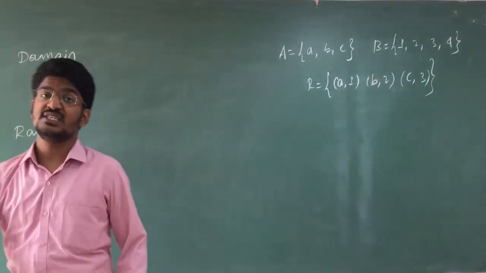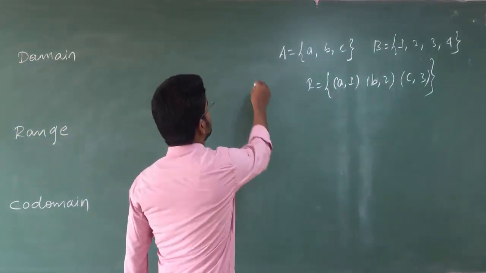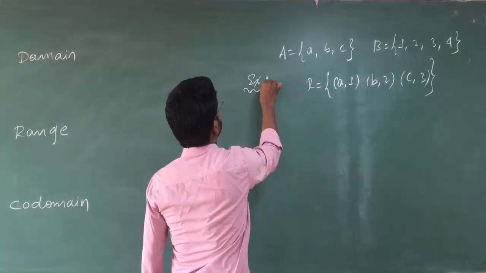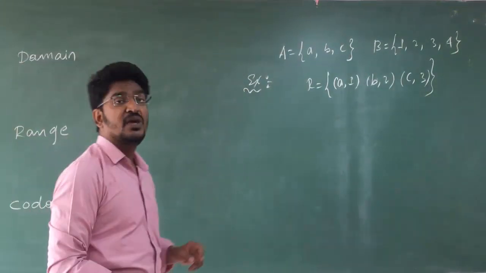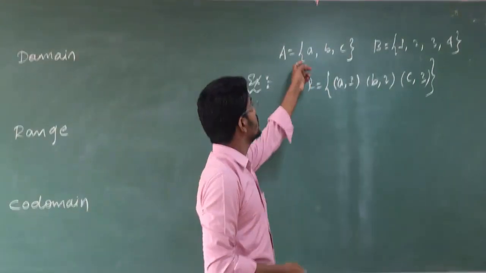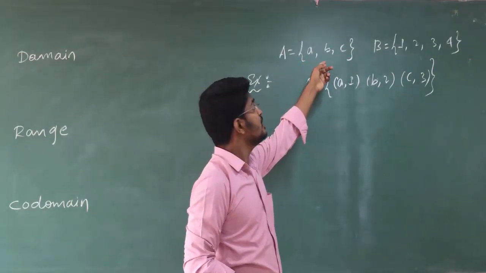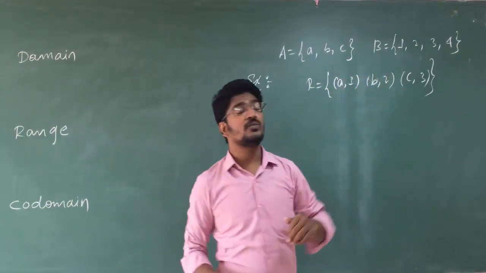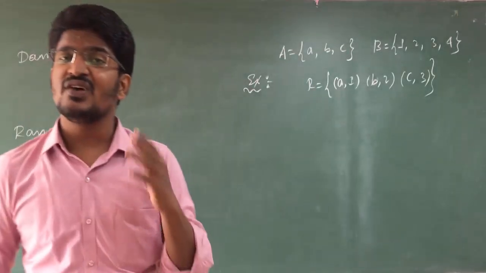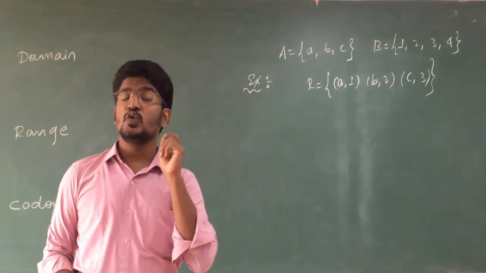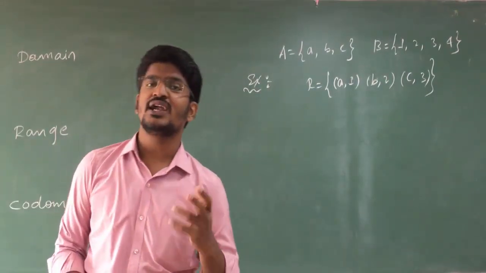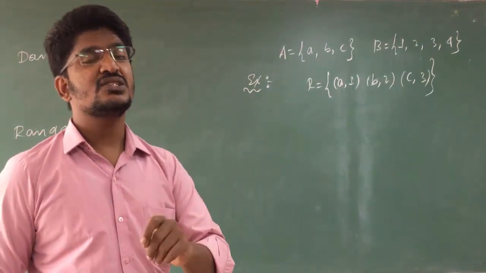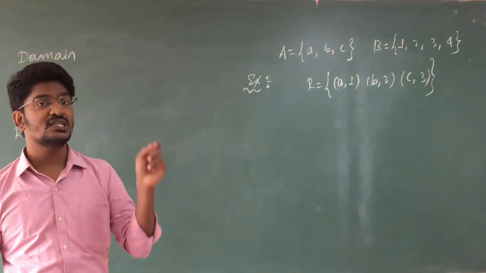So to understand this, I am taking one example. I am taking an example of relation such that A and B must be two non-empty sets. So A is a set {a, b, c}, B is a set {1, 2, 3, 4}. So whenever you are writing a relation, two non-empty sets are very important. Without two non-empty sets you can't write a relation, because relation is a subset of Cartesian product A cross B.